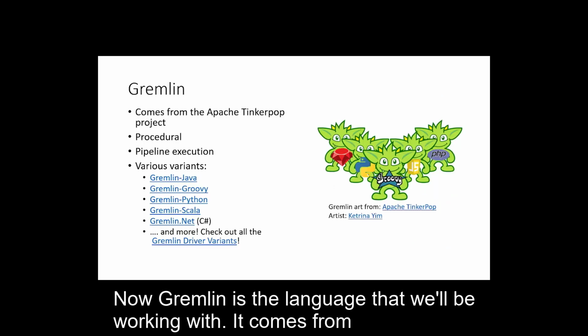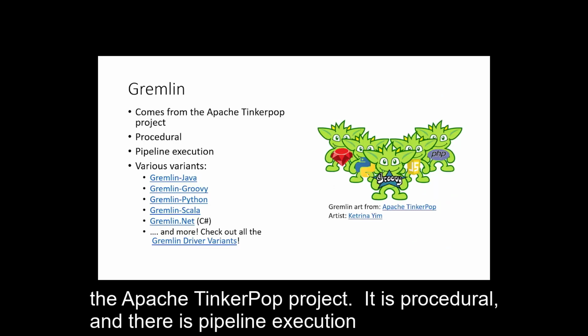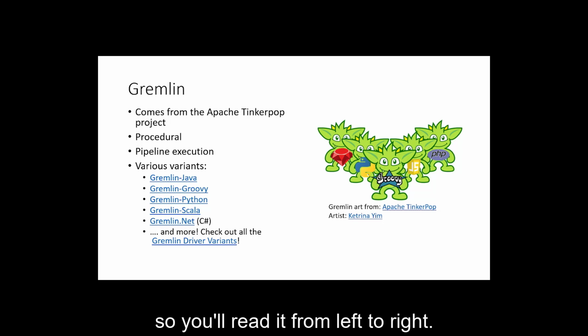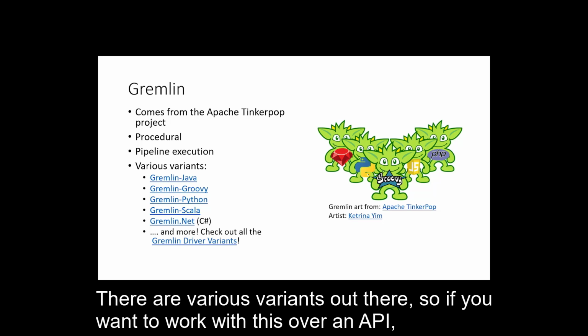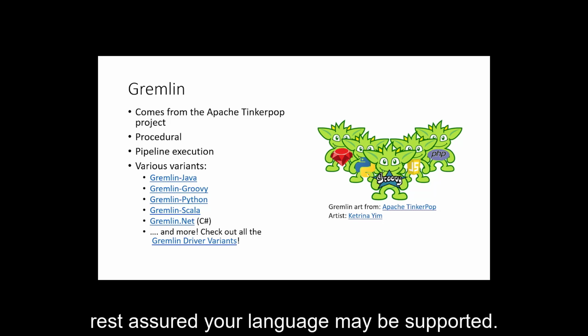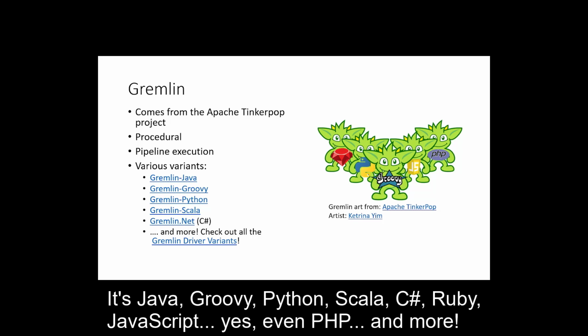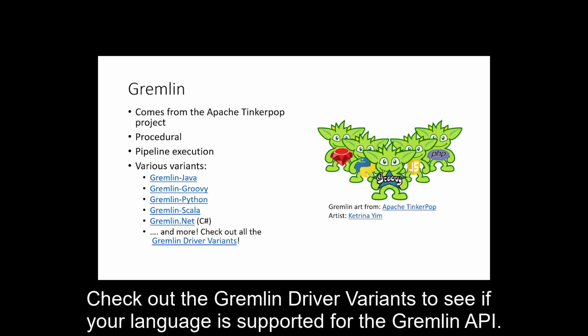Now, Gremlin is the language that we'll be working with. It comes from the Apache TinkerPop project. It is procedural, and there's pipeline execution, so you'll read it from left to right. There are various variants out there. So if you're wanting to work with this over an API, rest assured your language may be supported. If it's Java or Groovy, Python, Scala, C#, Ruby, JavaScript, yes, even PHP, and more. Check out the Gremlin driver variants to see if your language is supported for the Gremlin API.